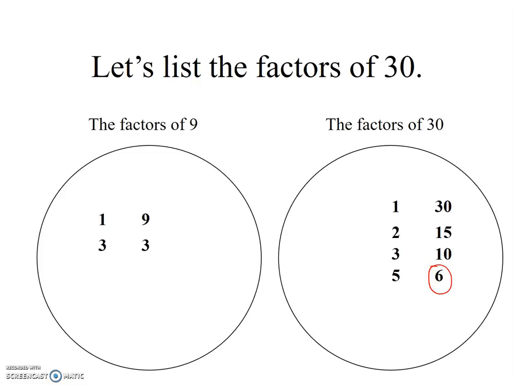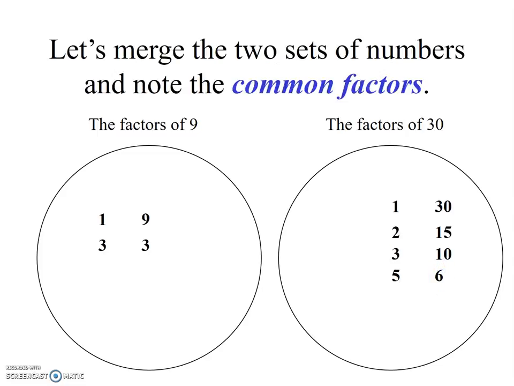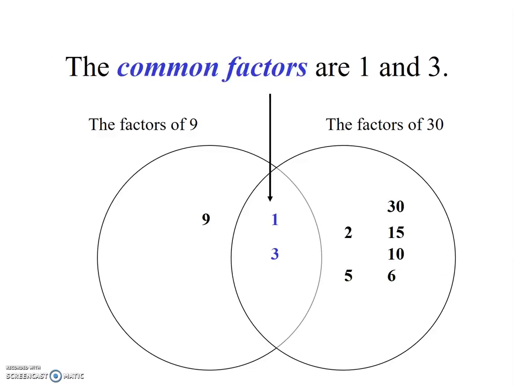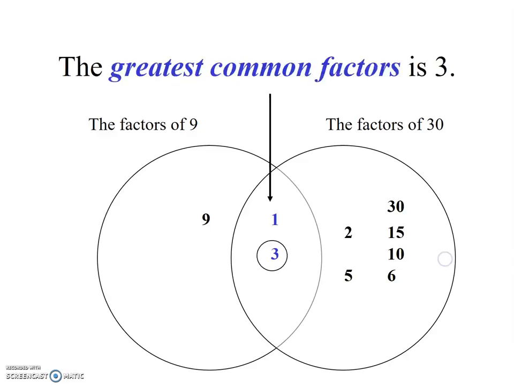Now we're going to merge the two sets together and put the common factors in the part of the circle that overlaps. And again, our common factors are 1 and 3. And once again, 3 is the largest of those common factors, so the GCF of 9 and 30 is 3.